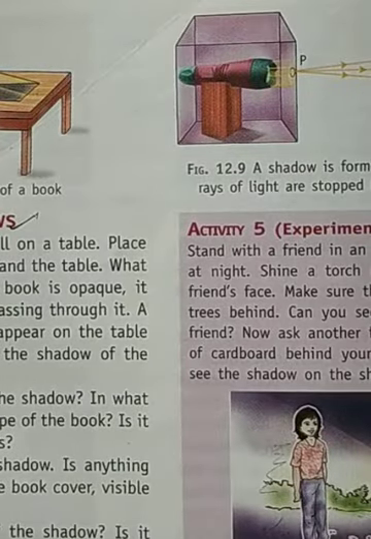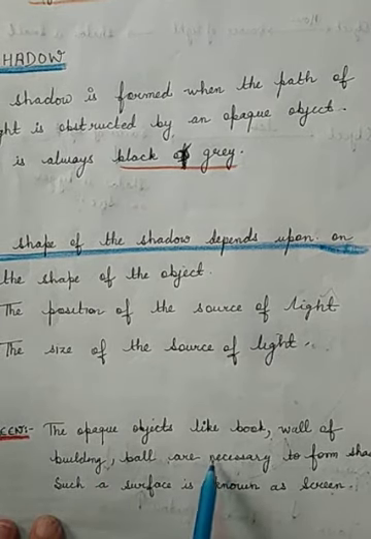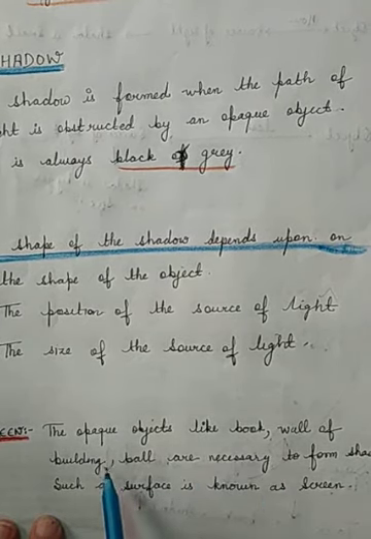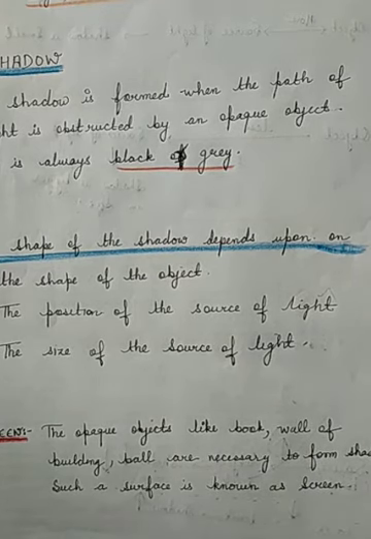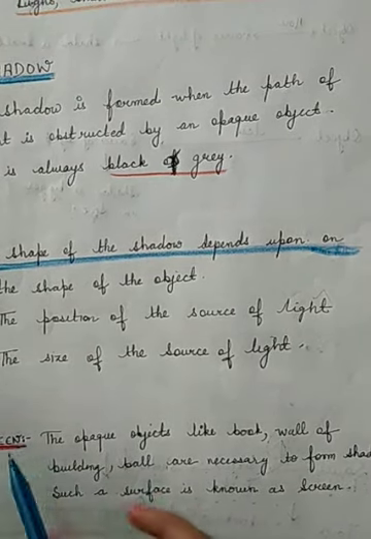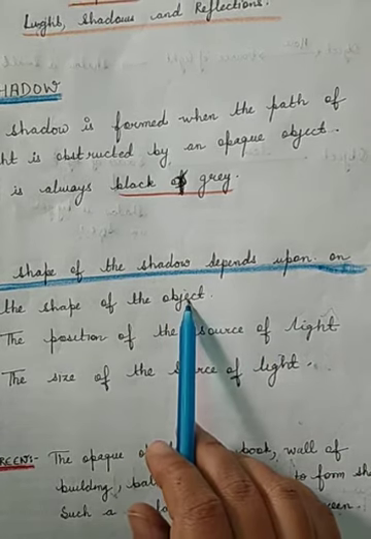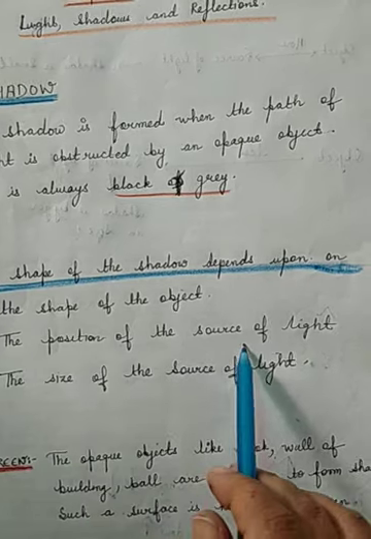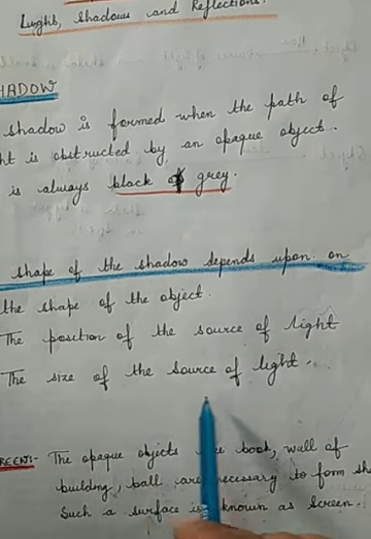So what is basically screen? Look here, screen: the opaque object like book, wall of building, ball are necessary to form shadow. Such surfaces are known as screen. So surfaces which are necessary for the formation of shadow, they are known as screen. Now the shape of shadow depends upon three things: the shape of object, the position of source of light, means from where light is coming, and third is size of the source of light.